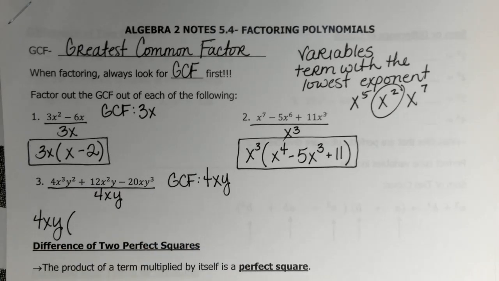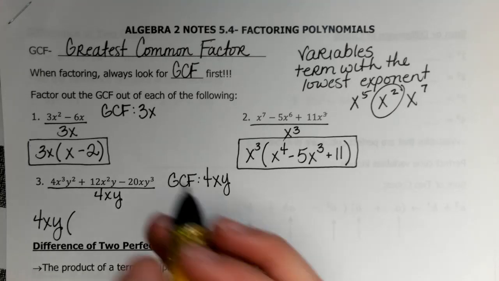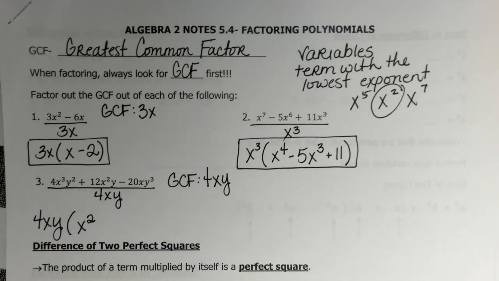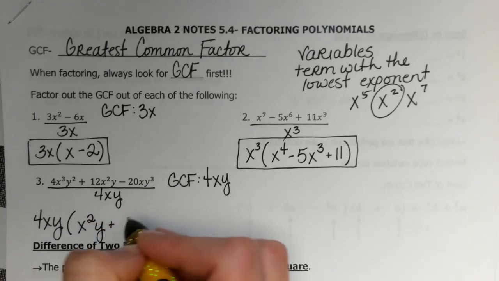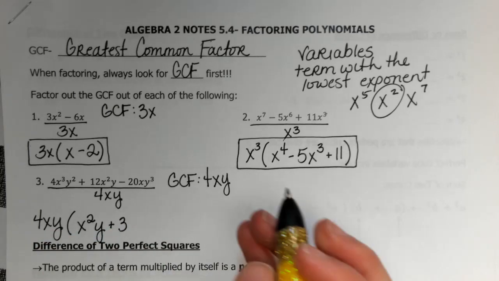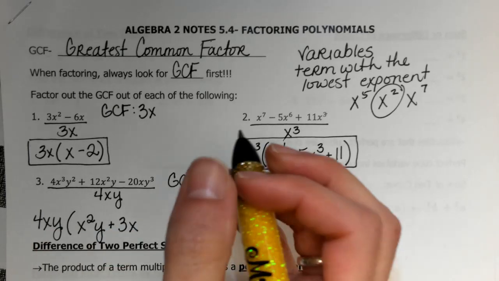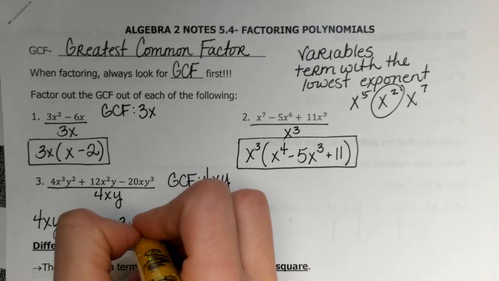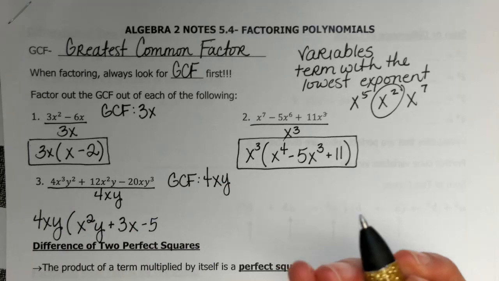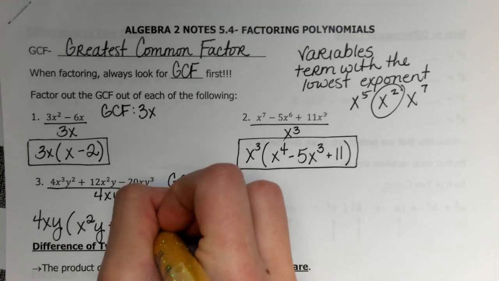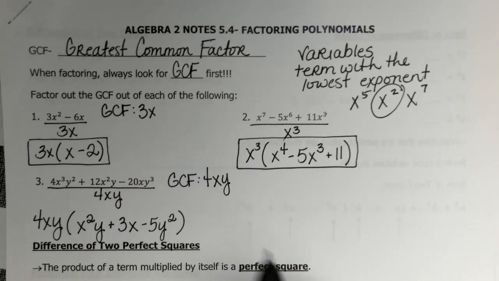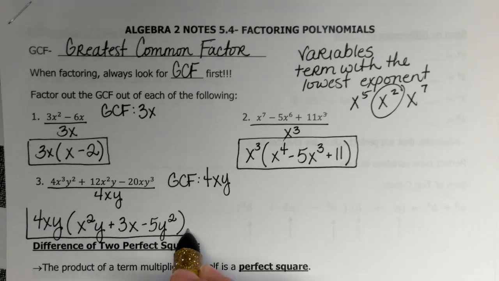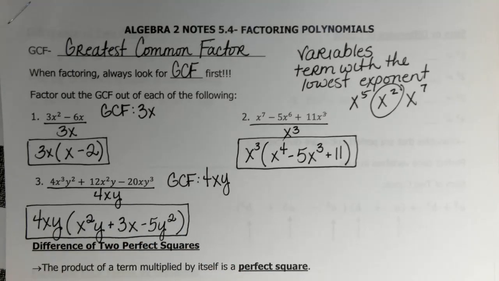So 4 divided by 4 is 1. X cubed divided by x leaves me with x squared. Y squared divided by y leaves me with y. Plus 12 divided by 4 is 3. X squared over x leaves me with x. Y over y is going to cancel. And then negative 20 divided by 4 is a negative 5. X over x cancels. Y cubed over y leaves me with y squared. Y'all good with that? Taking out your GCF?